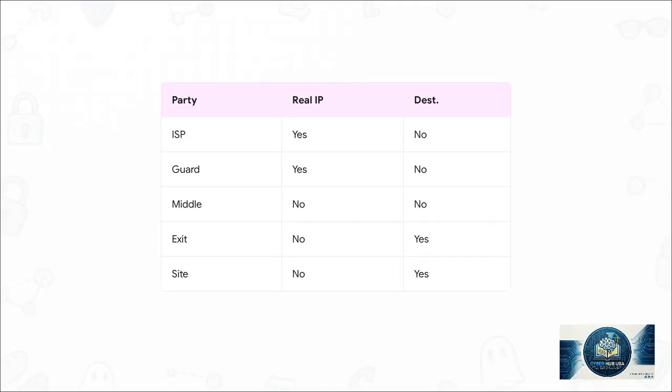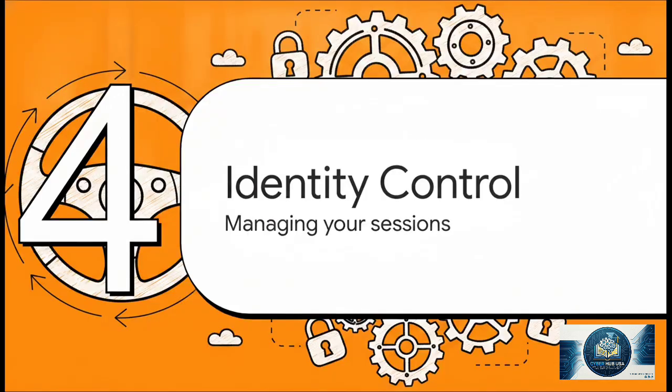Basically, this layered encryption creates a massive wall of separation. Your internet service provider, they can see you're connected to Tor, but that's it. They're completely blind to the actual websites you're visiting. On the flip side, a website, let's say the BBC, will only ever see the IP address of your final exit relay. So that could be a volunteer server sitting in the Netherlands or Germany. The website just assumes you're located wherever that exit node is, completely shielding your actual physical location and identity from their servers. Pretty neat, right? Let's jump to Section 4, identity control.